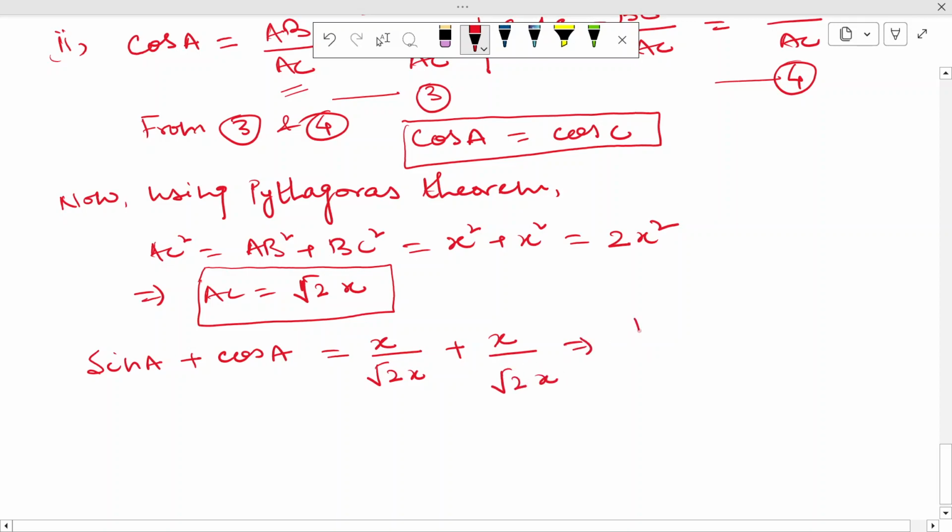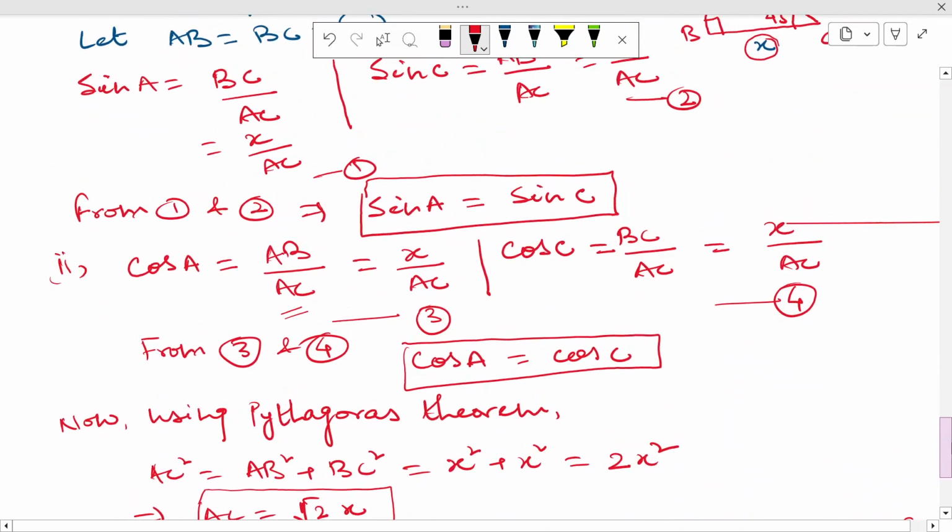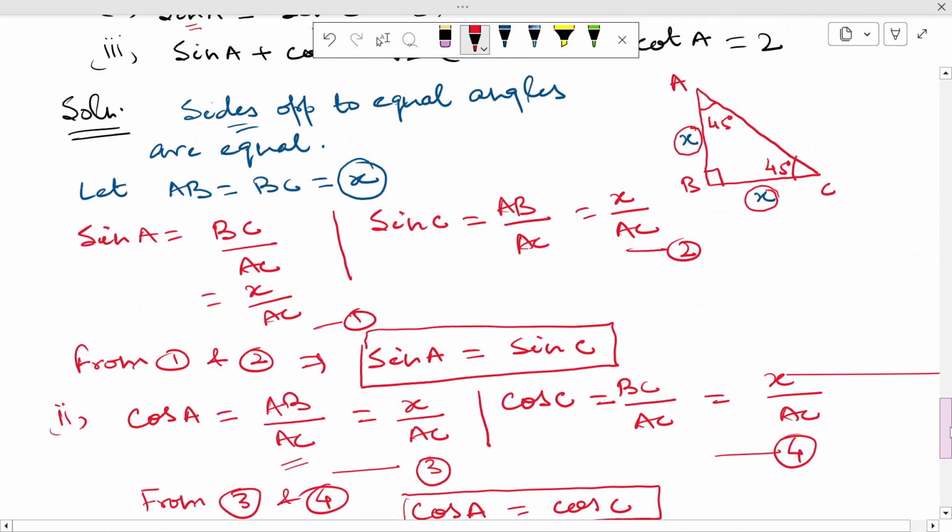So this gives us 1 over root 2, because you can cancel x, and plus 1 over root 2. So this is coming out as 2 over root 2, and this is coming out as root 2. So this is how we can prove the third part.